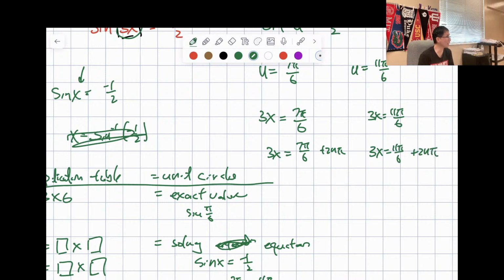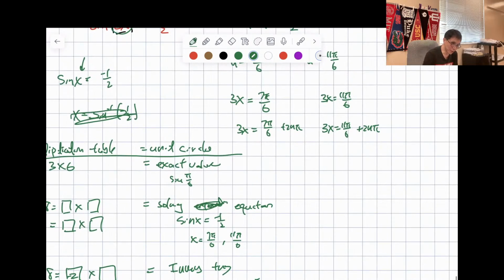And 3x equal to 11 pi over 6 plus 2m pi. So this 2m pi comes very, very helpful, because then I need to find out all the solutions. So I'm going to divide by 3 on both sides. So it'll be x equal to 7 pi over 18 plus 2m pi over 3.